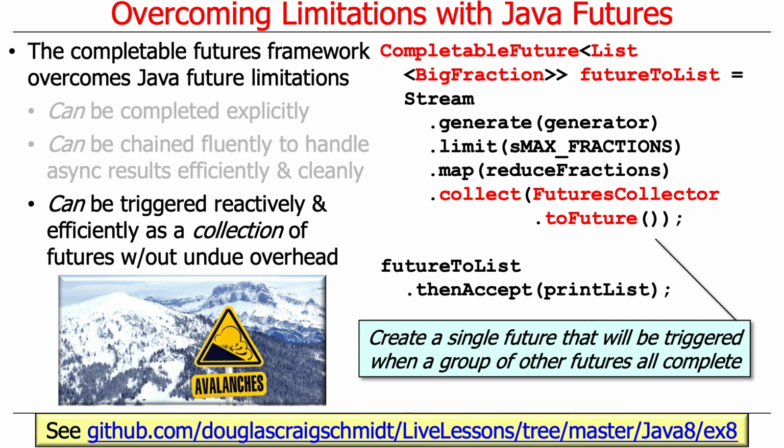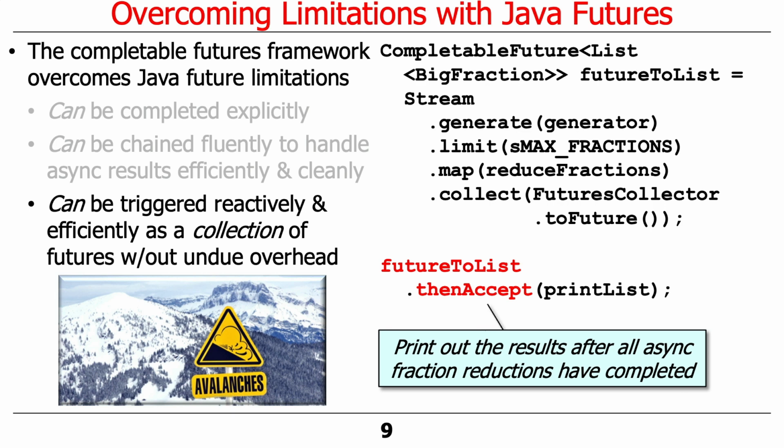You'll get lots of chances to play with this when you do assignment 4, where we're going to start some computations running in the background, and then we're going to collect all the asynchronous computations as they complete into a single completable future that will complete reactively when everything else is done. So this particular mechanism, which you'll get a chance to play with in assignment 4, makes a single completable future that will be triggered when all the other completable futures complete. And then when that happens, we can print the results. So it's kind of cool.